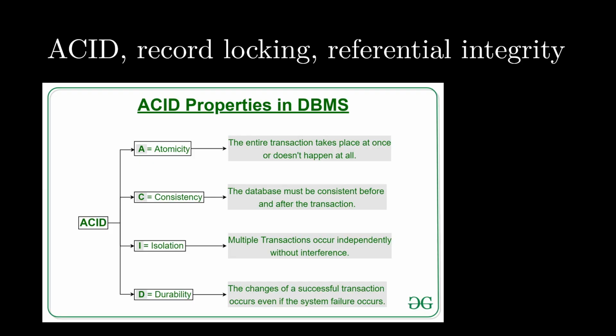You've got to make sure that you're going to adjust this database in this one bank, and that doesn't affect another one, so they're independent, right? Then for durability, the changes of a successful transaction occur even if a system failure occurs. Like in the case of two business deals happening, you've got to make sure that transaction happens, right? And nothing is lost through the transaction, even if a system failure occurs.